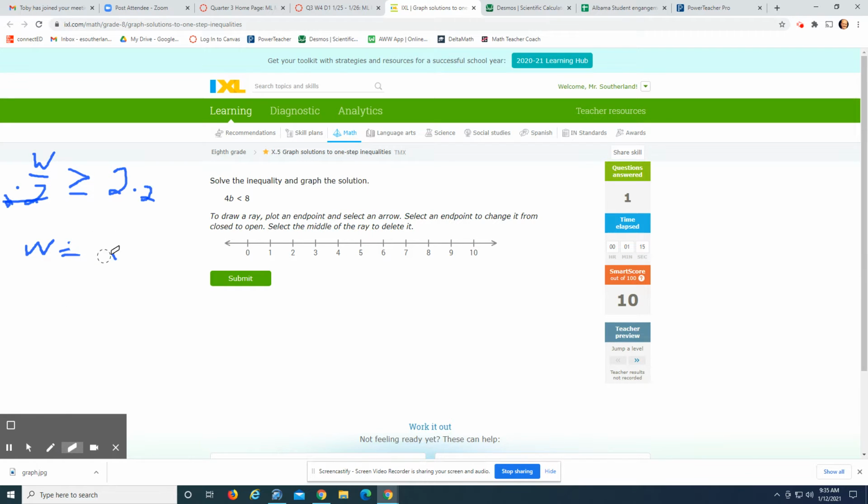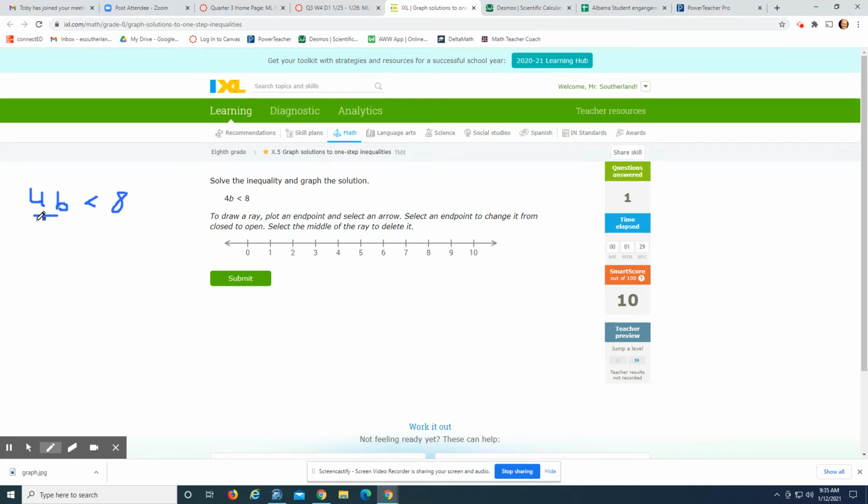Whereas if you look at, let's say, this problem, it says 4b is less than 8. And just like before, you're going to solve it the same way. You're going to divide by 4 on both sides. You do the opposite. The 4's cancel. B drops down. The less than sign drops down. 8 divided by 4 is 2.